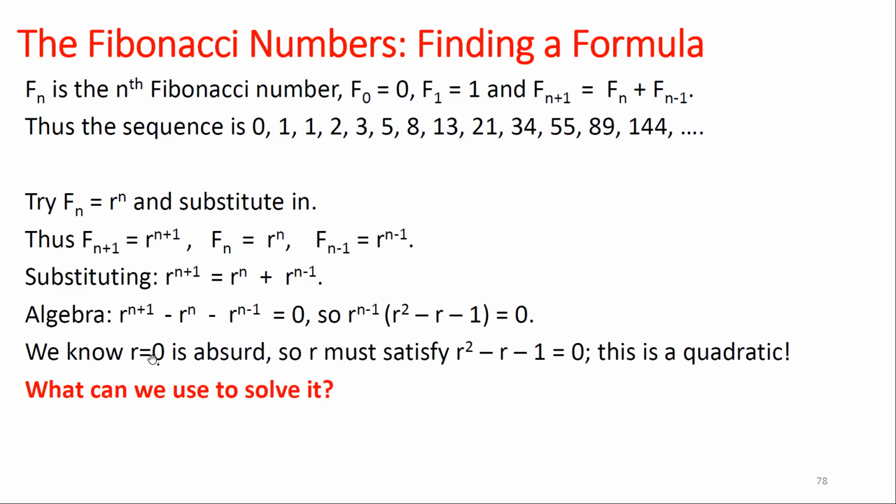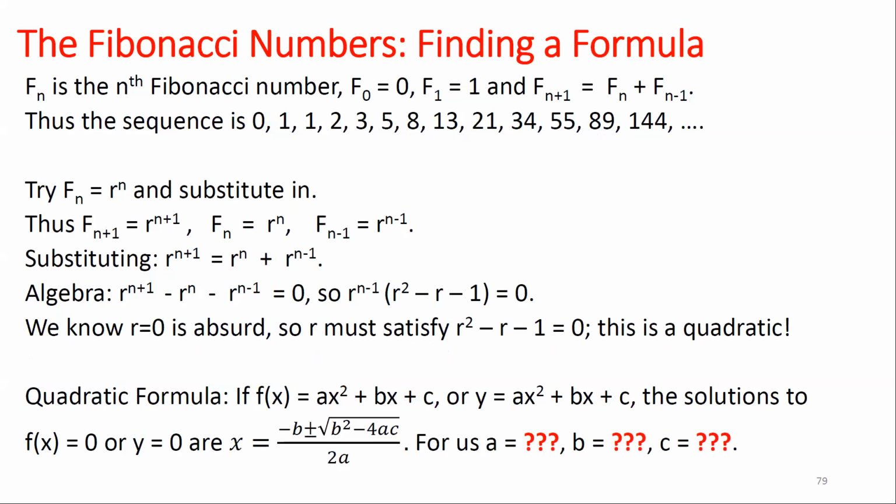Well, r equals 0 is absurd. That would just give you each Fibonacci number is just a 0. So if this is going to be true, r would have to solve r squared minus r minus 1 equals 0. How would we solve that? What would we use? The quadratic.